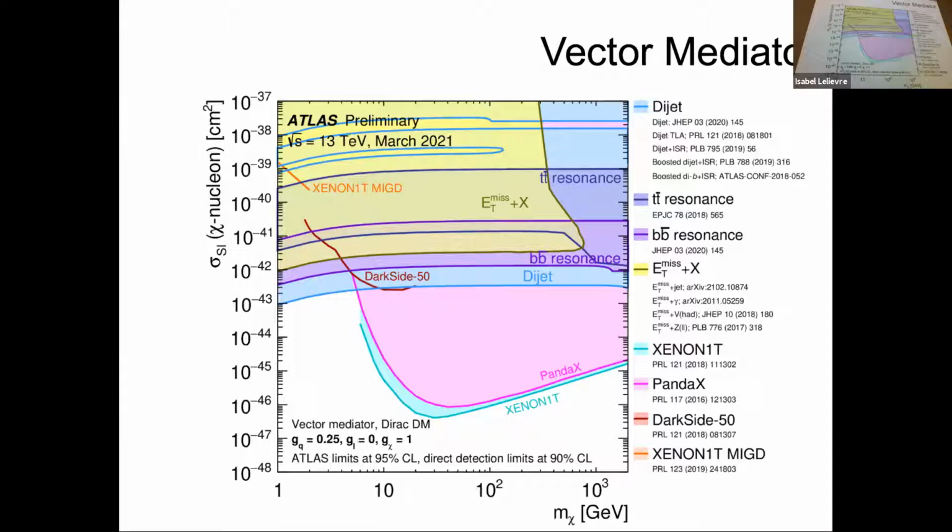Just a follow up. I guess what I'm trying to understand is why it makes sense to put these bounds on the same plot, since the xenon 1 ton is effectively model independent and the dijet is somewhat model dependent.